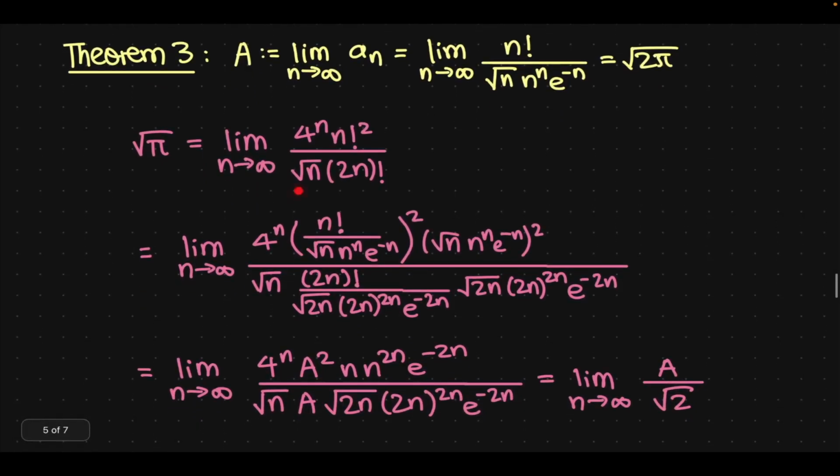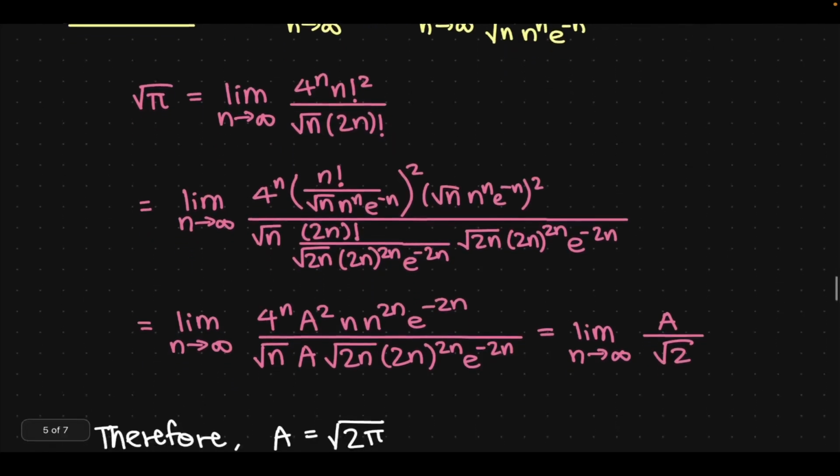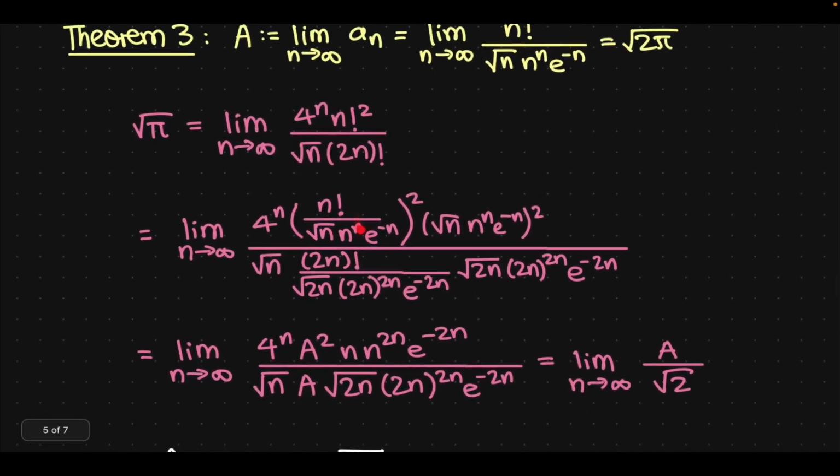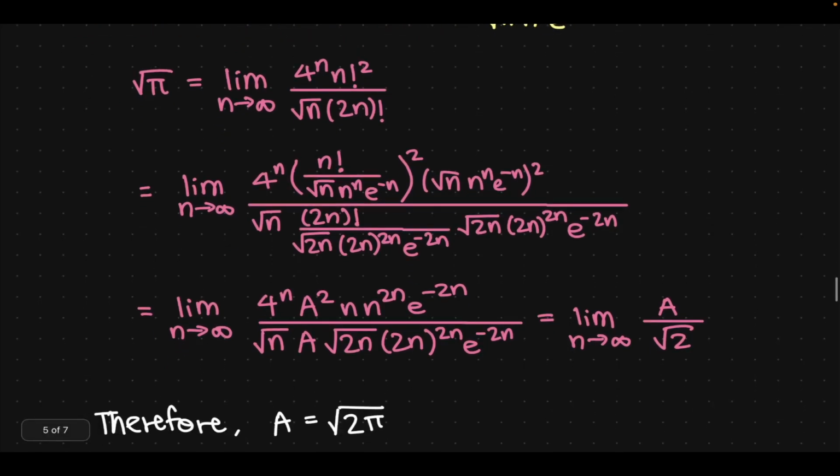Okay, so use the lemma we had before. We have square root pi equals the limit as n goes to infinity of 4 to the n, n factorial squared, over square root n times 2n factorial. Now we can multiply and divide by this weird looking factor in the numerator and denominator. The factor we're multiplying and dividing by is square root n, n to the n, e to the minus n, whole squared in the numerator, while we also divide that inside the square of the n factorial. We can write them together under the same power, divided by square root n. Everything else is the same in the denominator, except we're doing the same for the denominator.